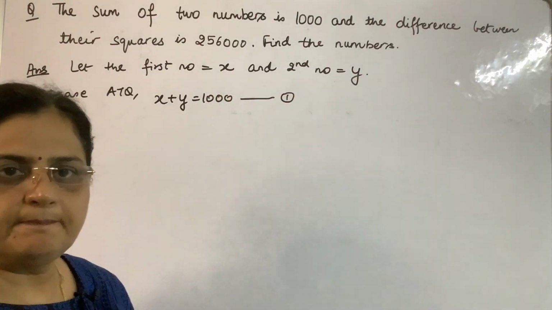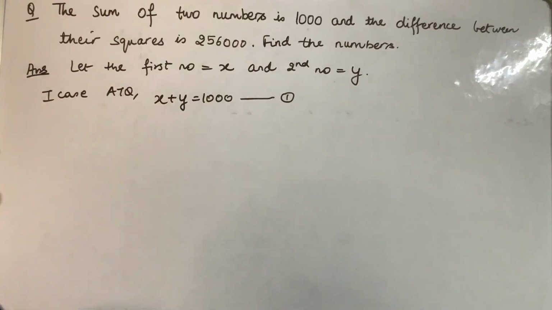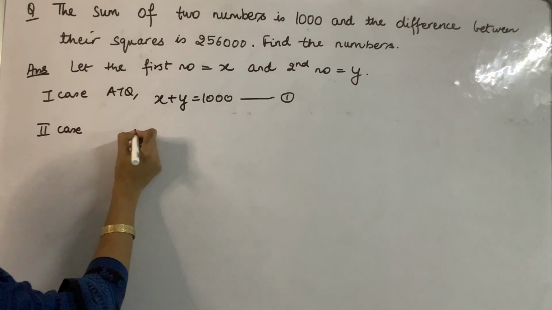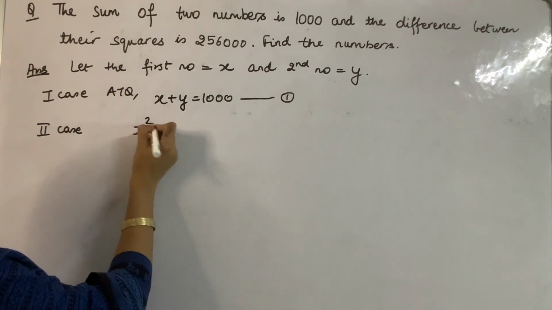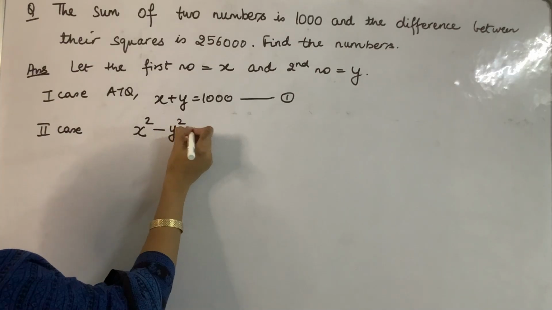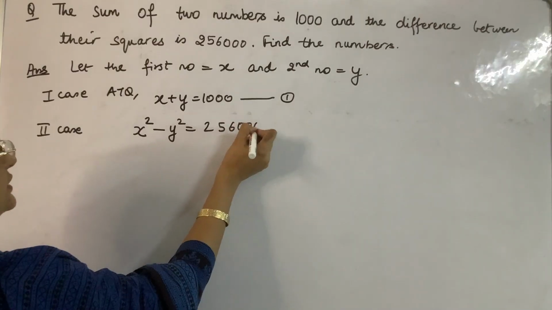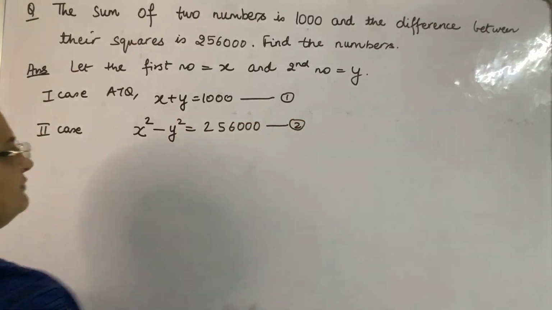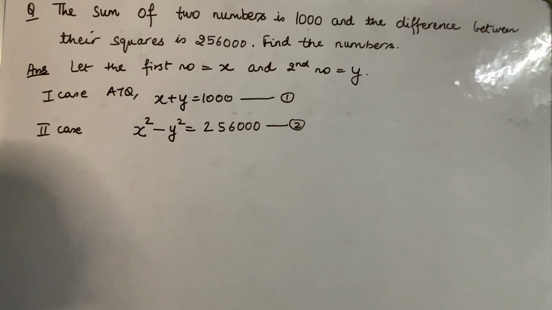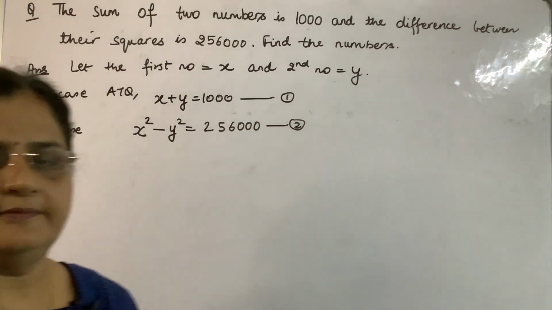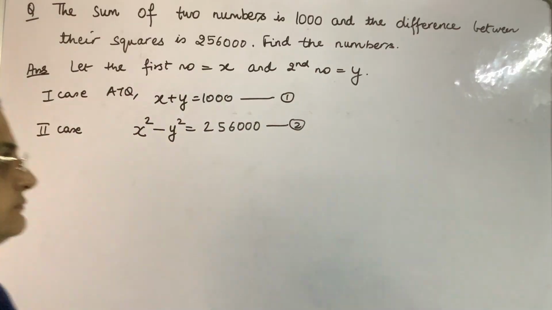Very easy. And next is the difference between their squares. Difference between their squares means x square minus y square is equal to 256000. Now we have formed both these equations. We are required to solve them and find out the values of x and y. So how to solve them?